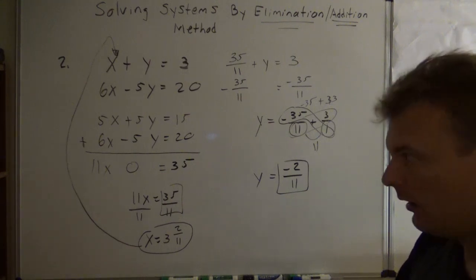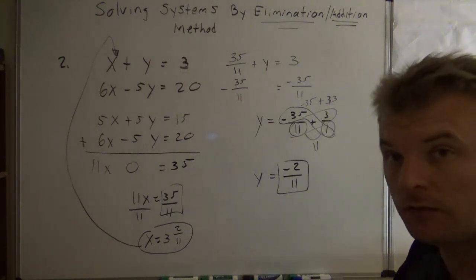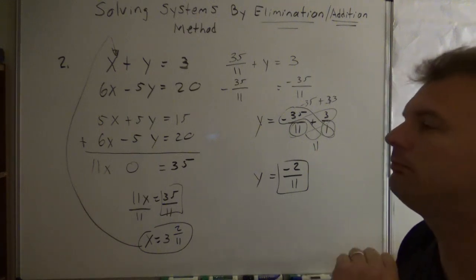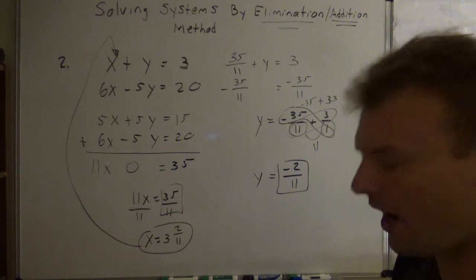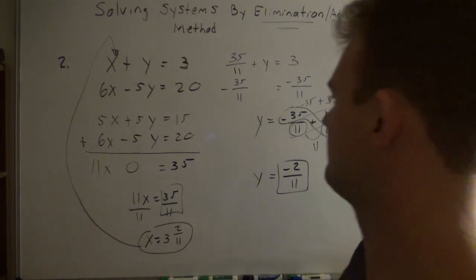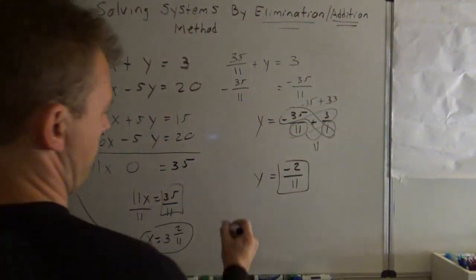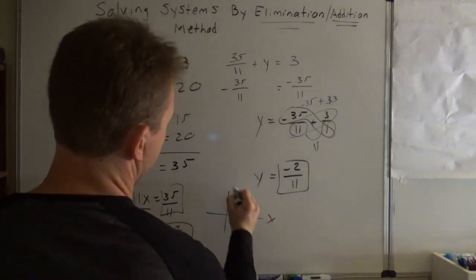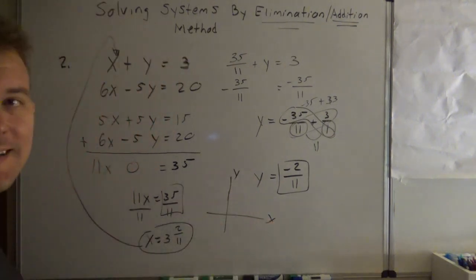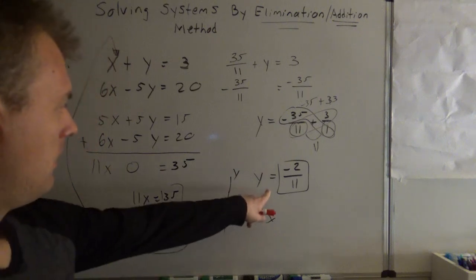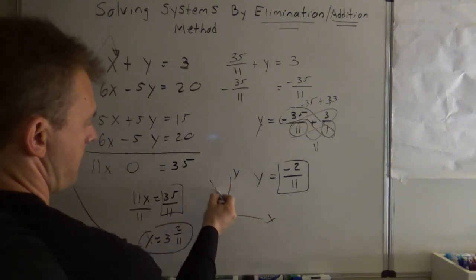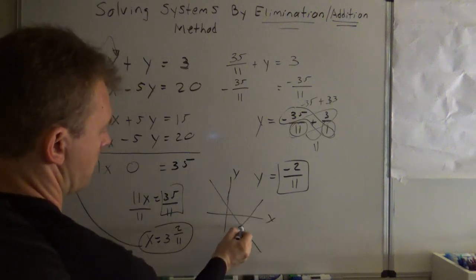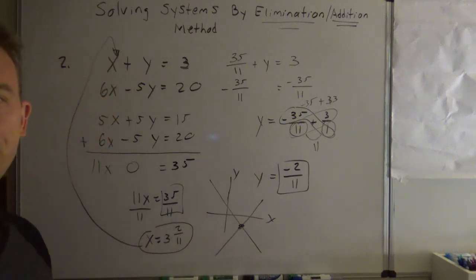Okay. There's your 2 answers. If you were to graph these, on an x and y axes, they would intersect somewhere about there on the bottom.